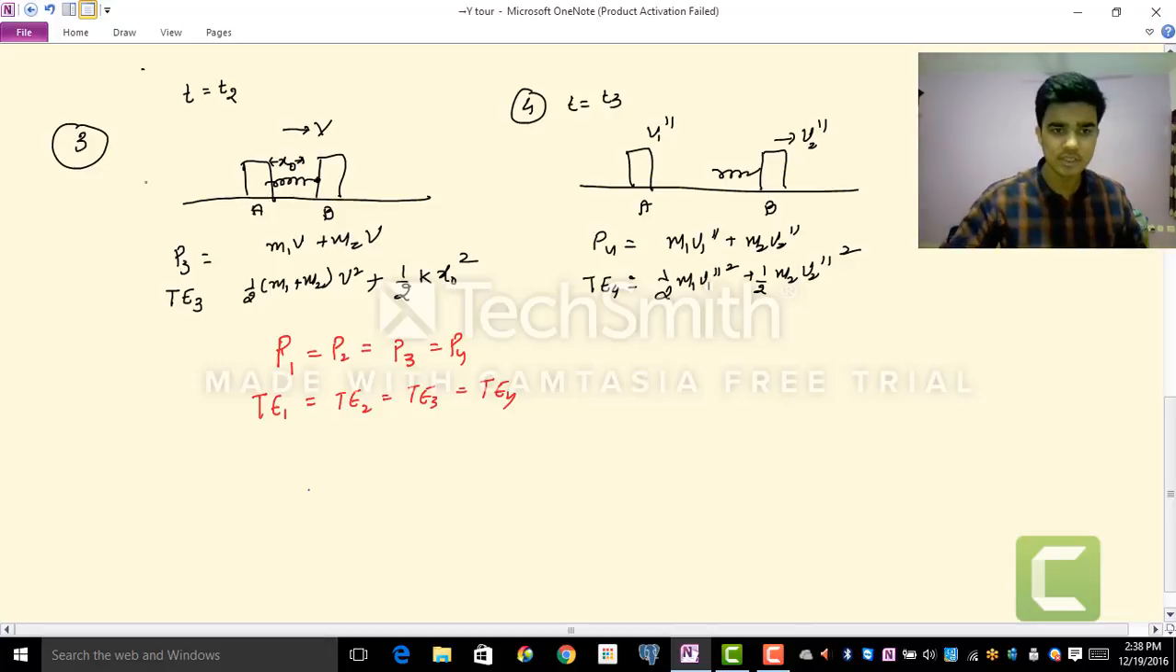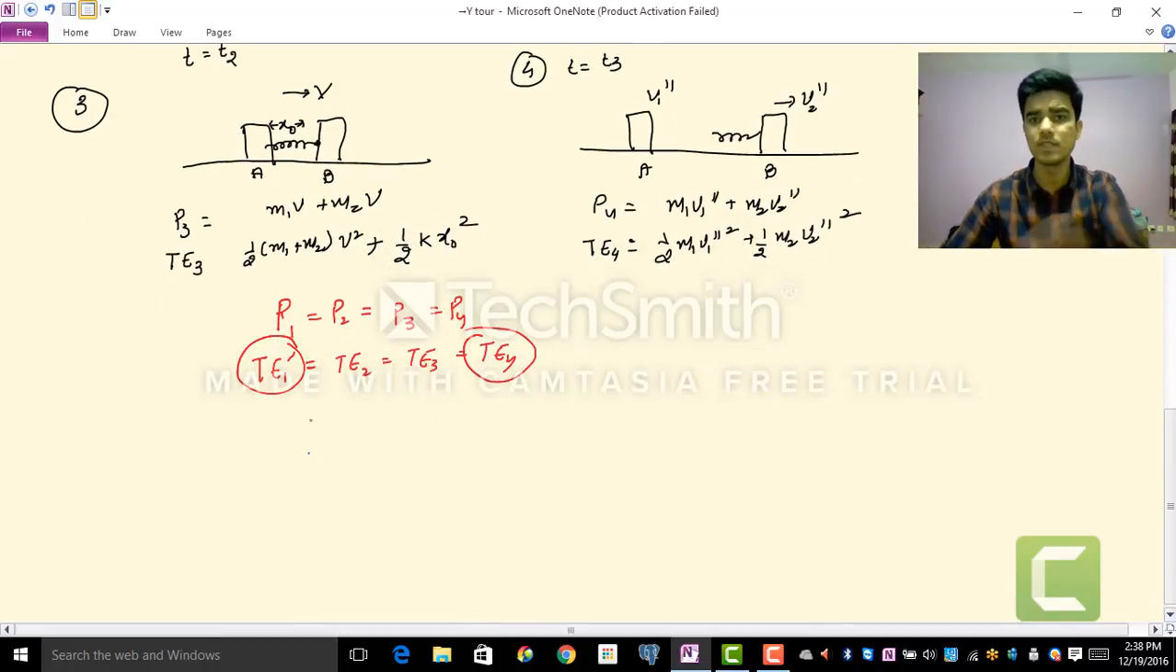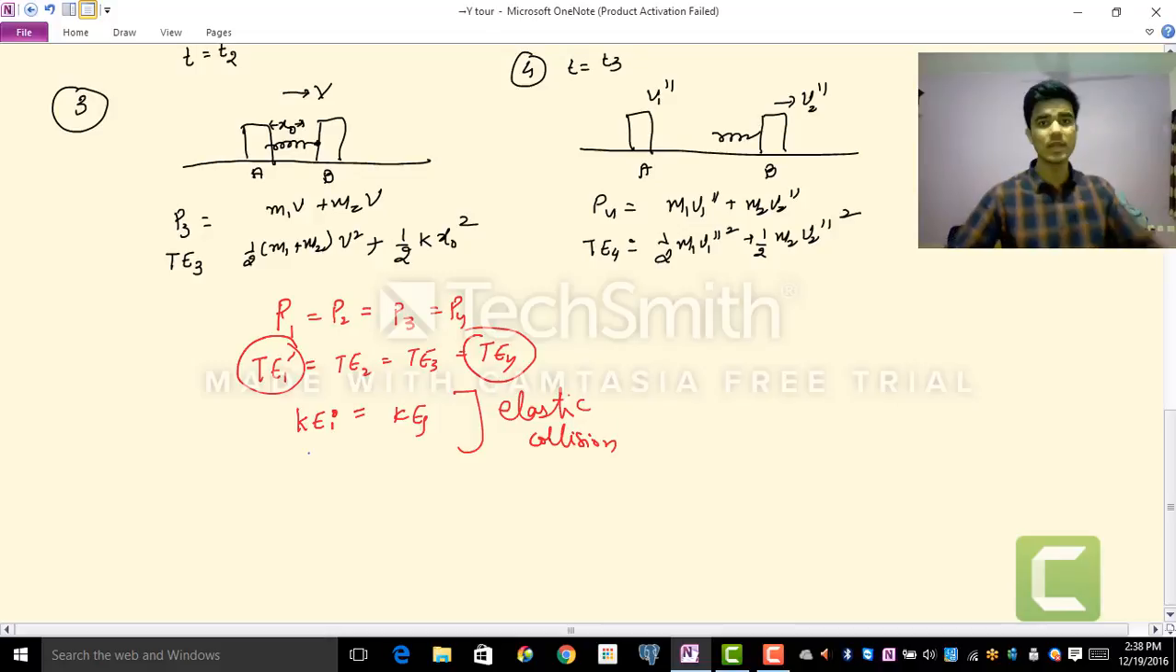Let's just focus on total energy initially and total energy finally. Total energy initially, if you see, is in the form of total kinetic energy, and total energy finally is also in the form of kinetic energy. So I can say kinetic energy initially is equal to kinetic energy finally. When this happens, I make my first conclusion: I say that this was the story of elastic collision. This entire story I told you was about elastic collision. And this is not what I promised, right? I promised that using these four instants, I'll be able to conclude all sorts of collisions.